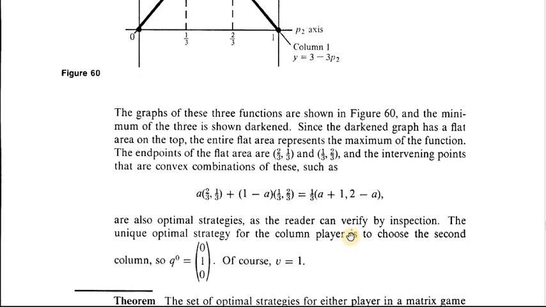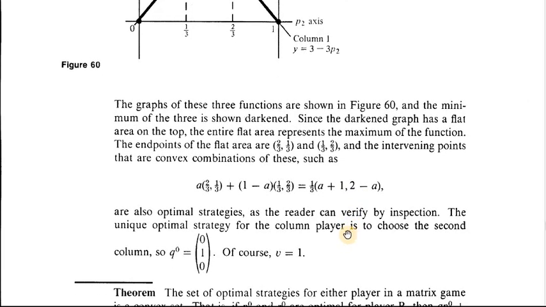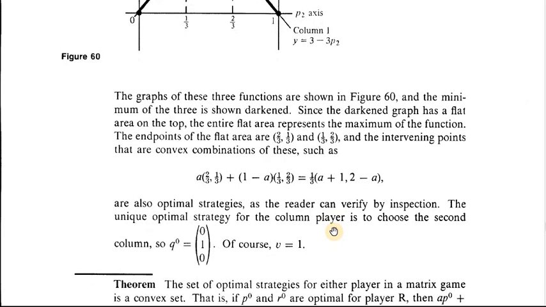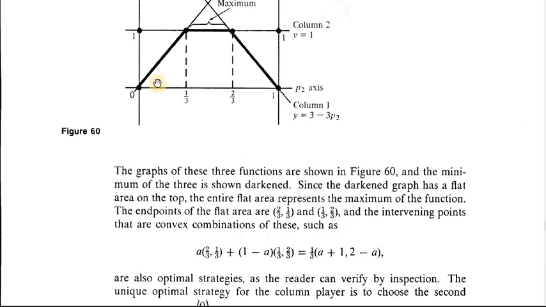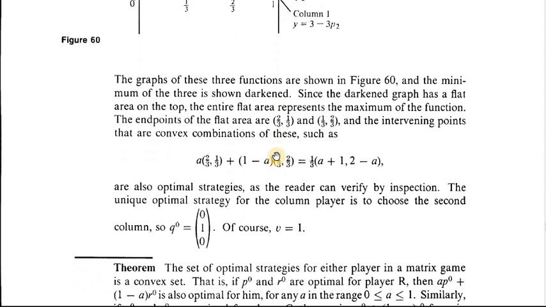Okay. And as I said, the column player is going to choose the second column, and the value is going to be 1. That's what the payoff is going to be.